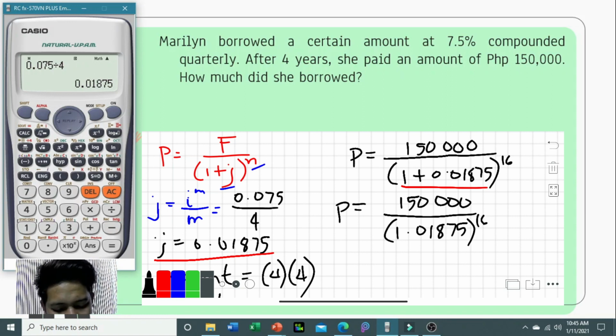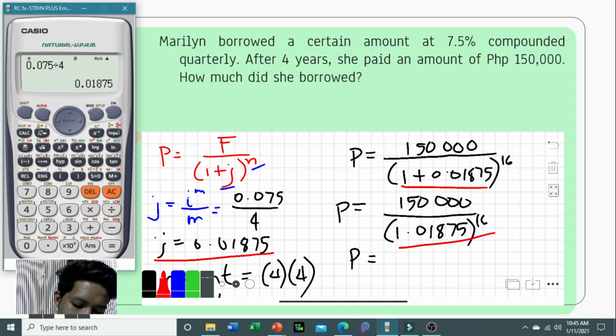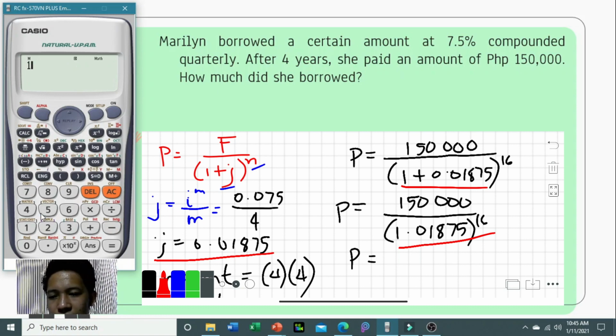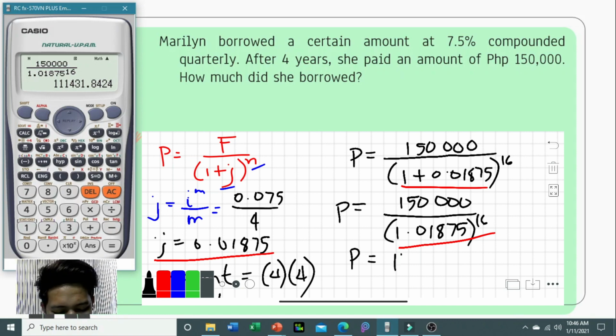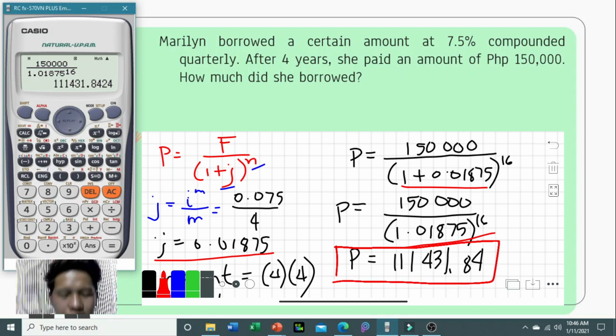We have P equals 150,000 over 1.01875 raised to 16. And then, pwede naman natin munang i-simplify ito bago tayo pumunta sa division. Pero pwede naman natin siyang idiretso sa calculator. So, we have 150,000 pesos divided by 1.01875 raised to 16. And that will yield 111,431.84 pesos. So, si Marilyn po ay nanghiram ng magkano? That is 111,431.84 pesos. So, that's how we compute for the present value of a compound interest given that we are compounding more than once a year.